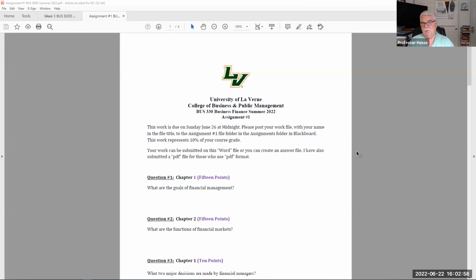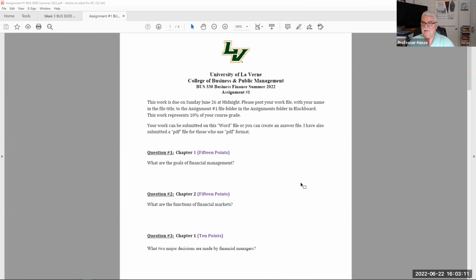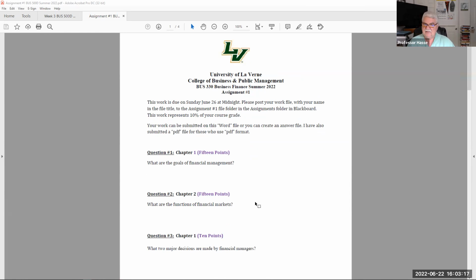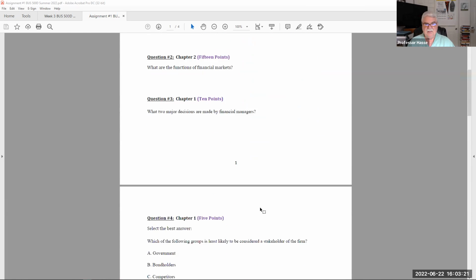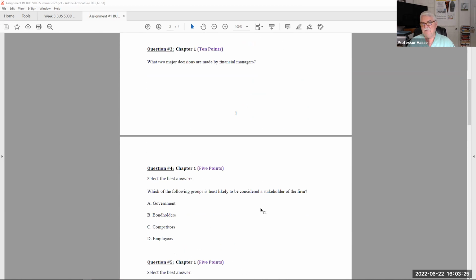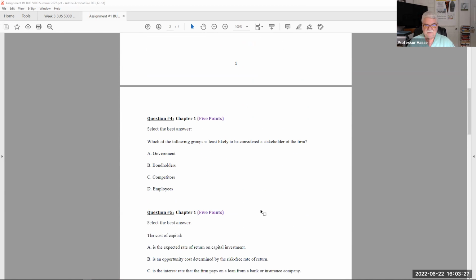Here's our assignment number 1 for the file this week. It's a combination of short answer, multiple choice, and some calculations. So again, if you have questions going through it, just download it and answer the questions. Basic definitions of finance and why we're taking this course called business finance or corporate finance. And some basic definitions of finance, basic definition of financial management.